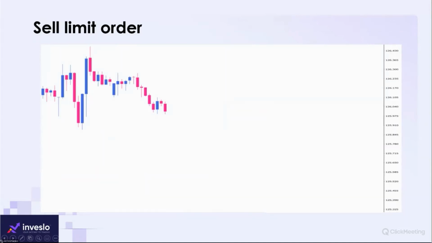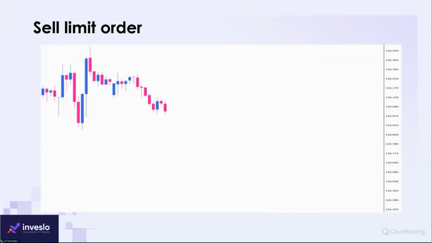Also, we have the sell limit order, and a sell limit order is a way to sell an instrument at a price higher than the current price, following the idea that you sell at the highest and buy at the lowest level. It means when you assume the market will reach a higher level before falling or continuing the downward movement, you place your sell trade at that level, higher than the current market price.